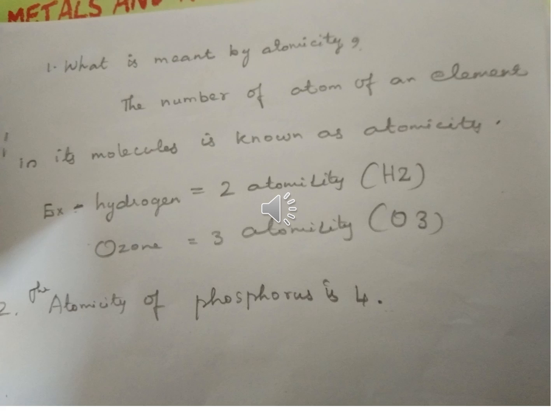Okay, then write the second question. What is the atomicity of phosphorus? Very easy answer. The atomicity of phosphorus is 4. Then, did you write, children? Did you complete writing? Okay. We will go to the next question.